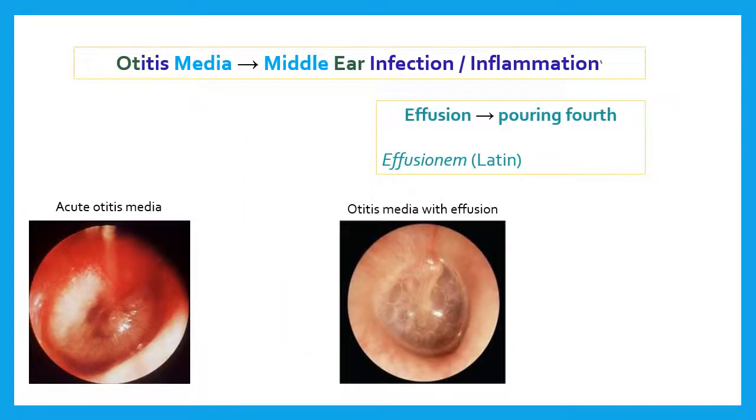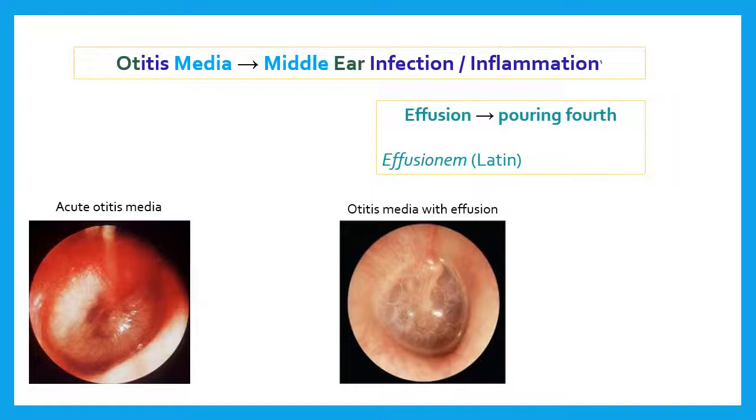Now I will briefly cover some ear pathologies. So acute otitis media, as the name suggests, is an infection or inflammation in the middle ear and is very common, especially in young children. You can also get otitis externa, which is inflammation of the external auditory meatus and is also known as swimmer's ear.